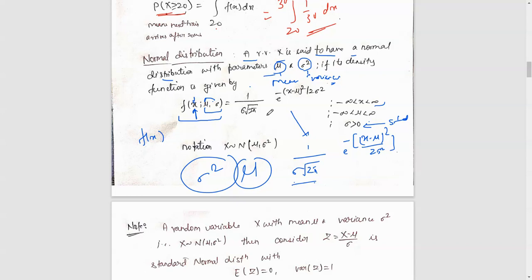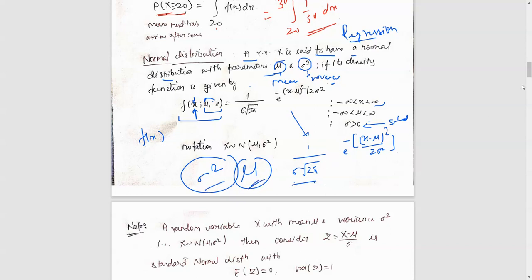When you learn regression analysis later, you will find that one of the basic assumptions of regression is normality. So normal distributions will appear in a lot of places when you learn data science and other things. Simply, the probability density function is 1 by sigma under root 2 pi, e to the power minus (x minus mu) whole square upon 2 sigma square. This is the normal distribution with mean mu and variance sigma square.